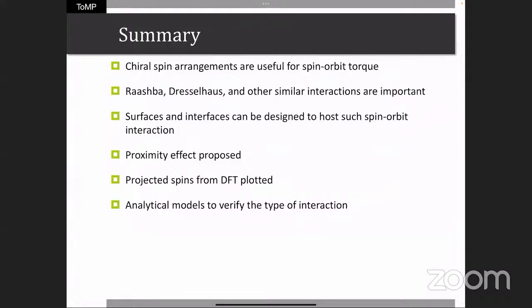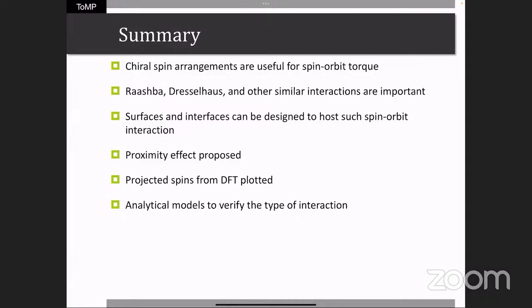Here we have shown that chiral spin arrangements are useful for spin orbit torque, and that spin orbit torque is going to help us in developing antiferromagnetic spintronics technology. Rashba, Dresselhaus, and other similar interactions are important for realizing spin orbit torque. Here we have shown certain ways of designing heterostructures where we can host antiferromagnetism as well as Rashba, Dresselhaus, or similar kind of chiral spin arrangement.